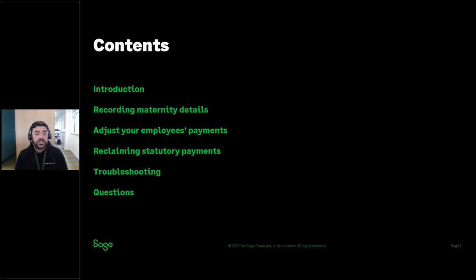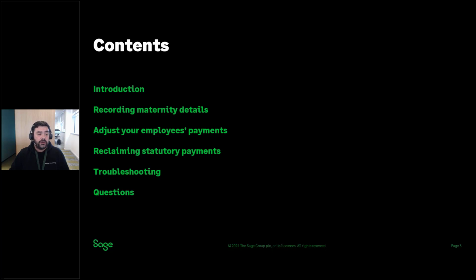We'll then take a look at adjusting your employees' payments to accommodate the SMP, and we'll look at the make-up basic option as well as manual adjustments. And we'll look at reclaiming statutory payments, which is one of your month-end tasks and involves submitting an EPS to HMRC. I'm going to finish with some top troubleshooting tips, including a very common scenario that people come across when dealing with SMP. And we will stick around at the end of the webinar to give you the chance to read through any questions or to ask your final questions before we wrap things up.